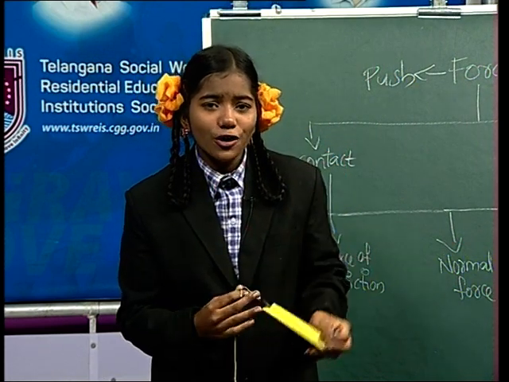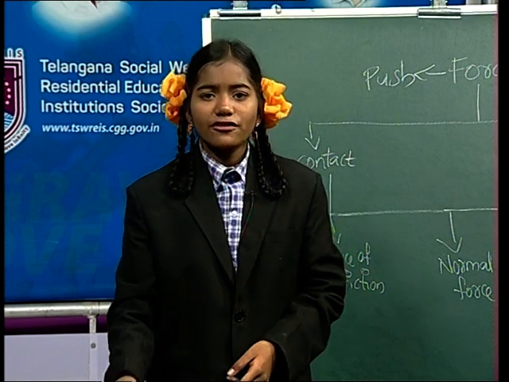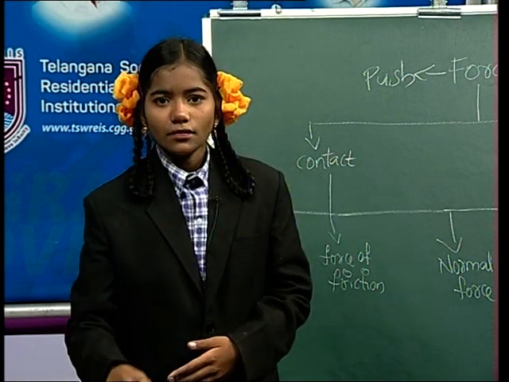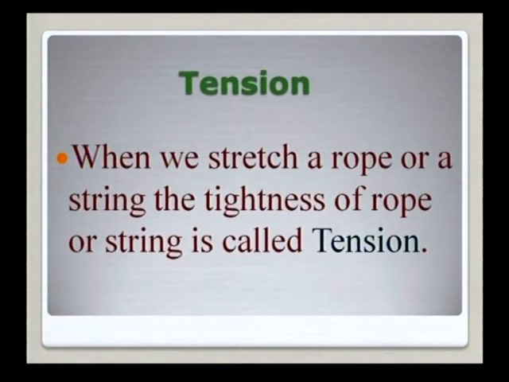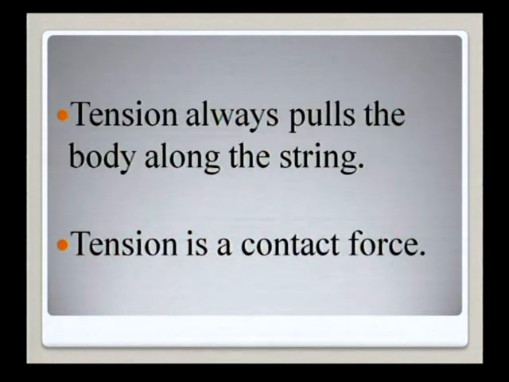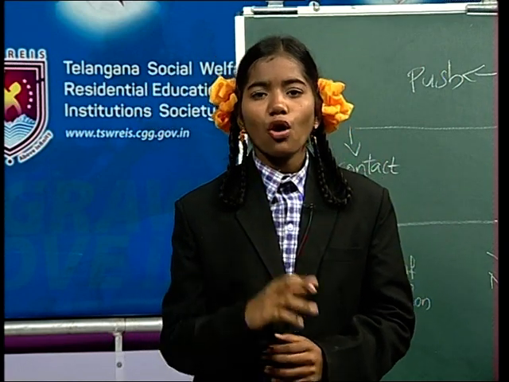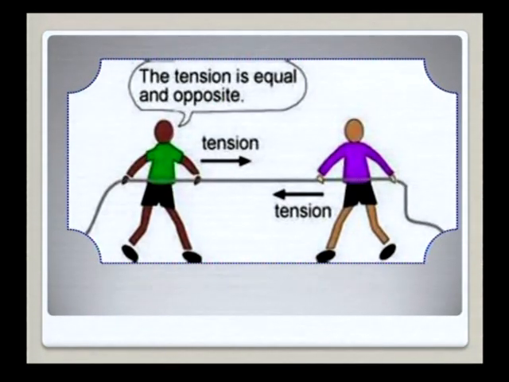What do we call this force? Bravos, Veros, you are correct. It is called tension. When we stretch a rope or a string, the tightness of rope or string is called tension. Tension always pulls the body along the string. Tension is a contact force. Let us see an example of tension. Friends, it is an example of tension.